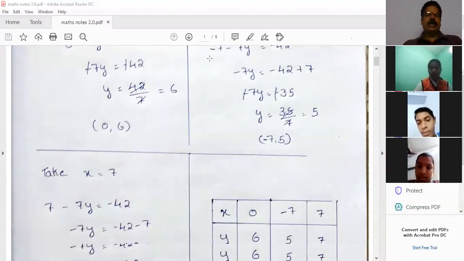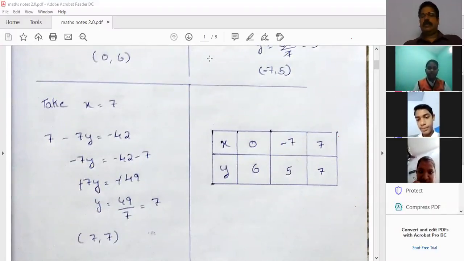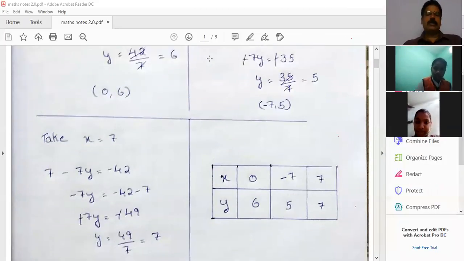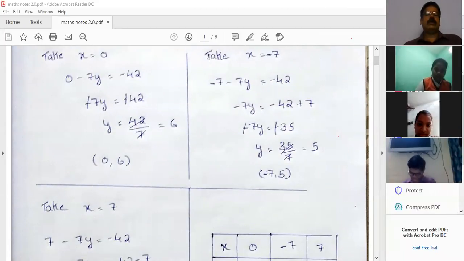Someone unmute and tell me. Yes, sir, first equation solutions over. You can try with your own numbers also. Okay, where are you? Sir, wait, 1 minute. Write it down. Only 20 have joined today. Whether there is some other problem, I don't know.